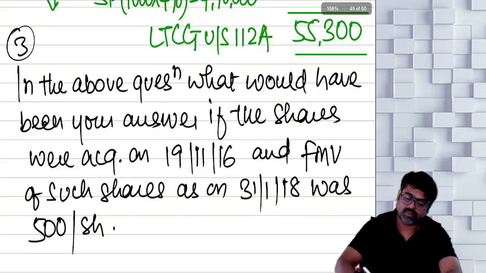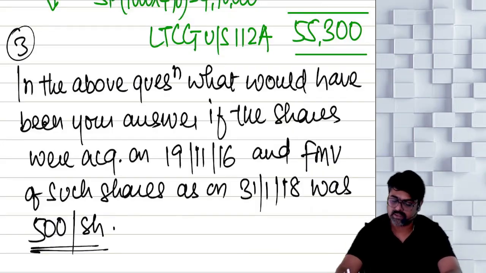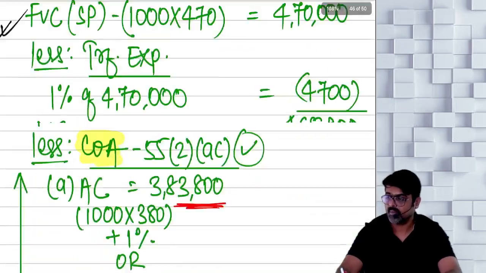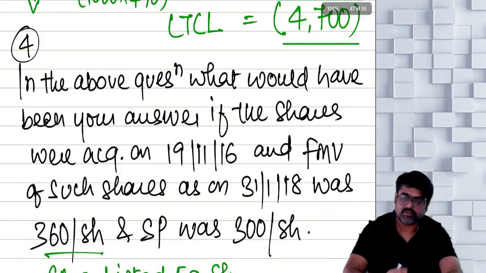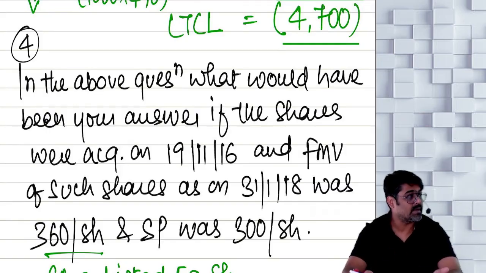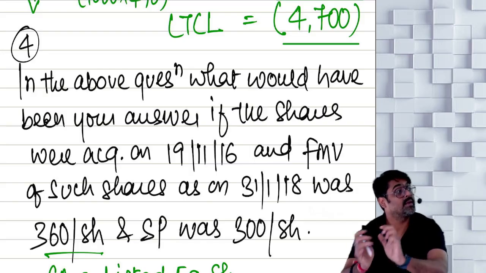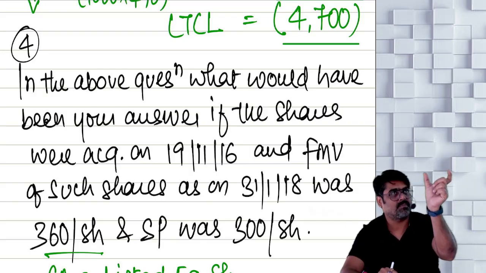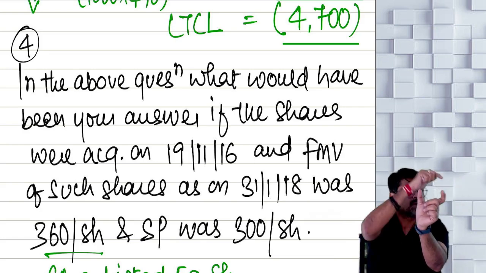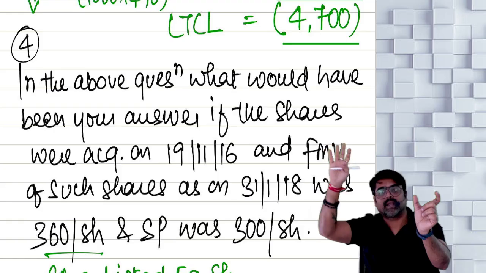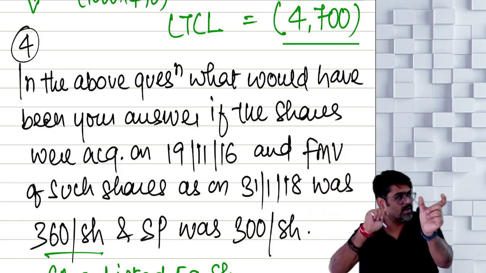And in the third example, only the fair market value has been changed. Everything remains the same. In the fourth example, same thing, 55 2AC applicable, but I have changed fair market value as well as selling price in order to calculate the real loss. So in the first example, gain prior to 31st Jan is ignored, gain on or after 31st Jan is considered. That calculation we have done.